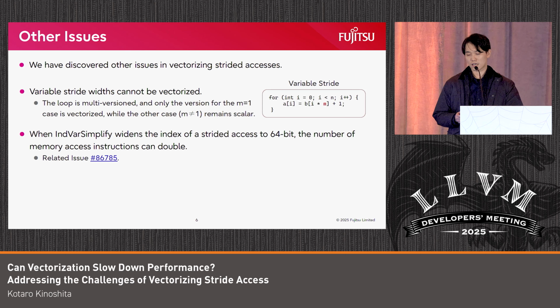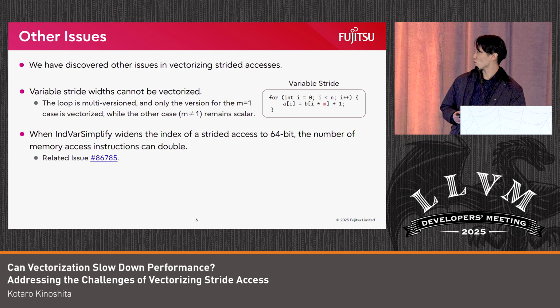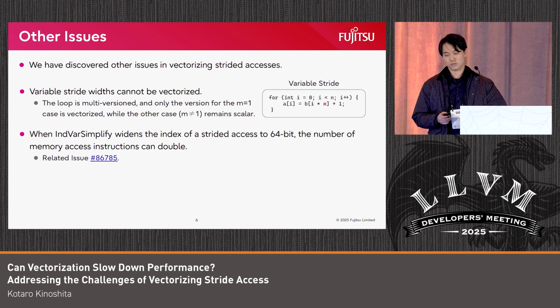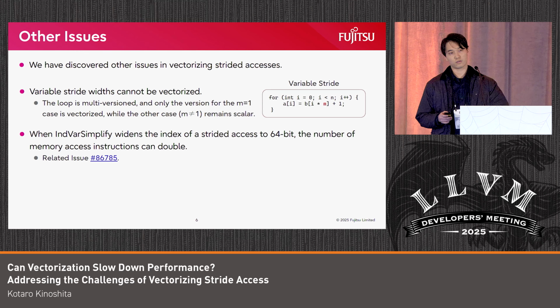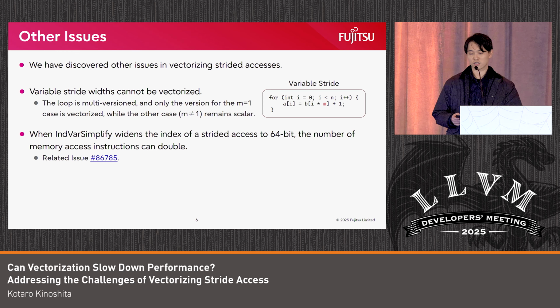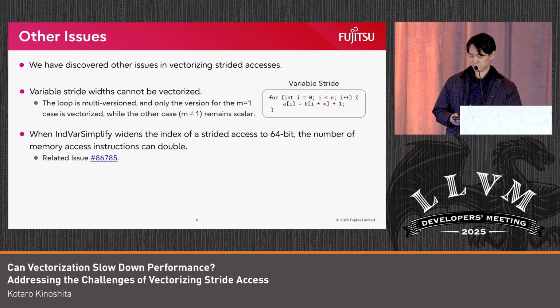Another one is that in InstCombine, simplification when widening the index of strided axis to 64-bit can potentially double the number of memory access instructions. We've listed the related issue numbers on this slide.